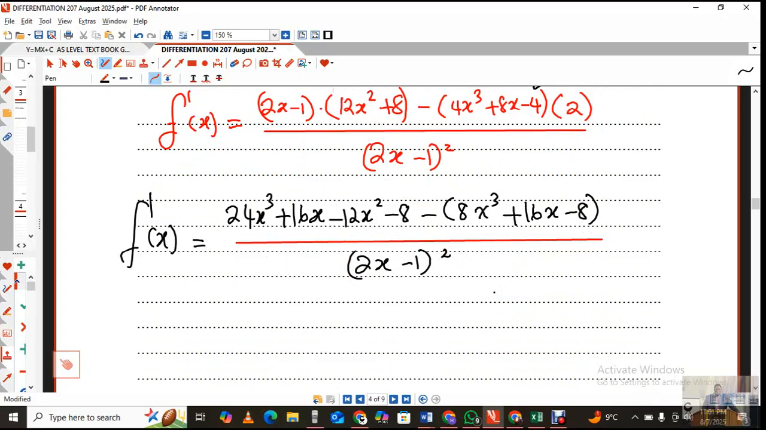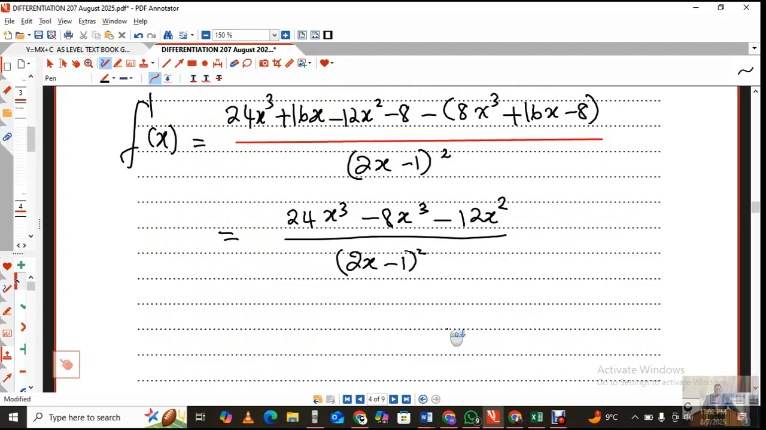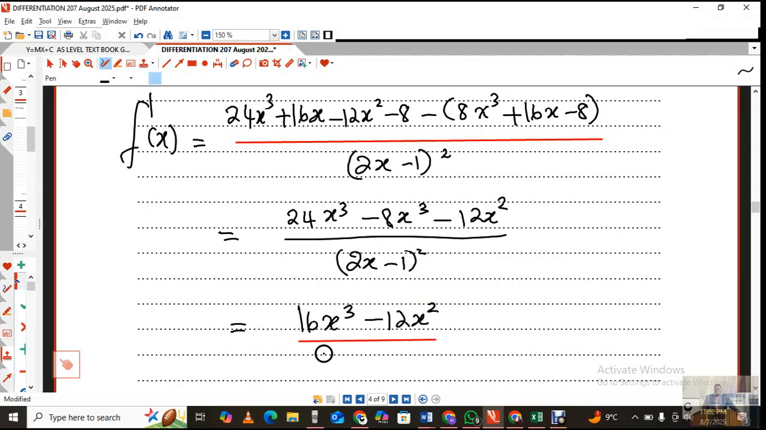So if you were to clean up the numerator, you should end up eventually with 24x cubed minus 8x cubed minus 12x squared, all of this over that denominator squared. Well, we're not done. We can still collect those like terms on top there. So this gives me 16x cubed minus 12x squared, all of this over 2x minus 1 all squared. So basically, I have found the derivative.